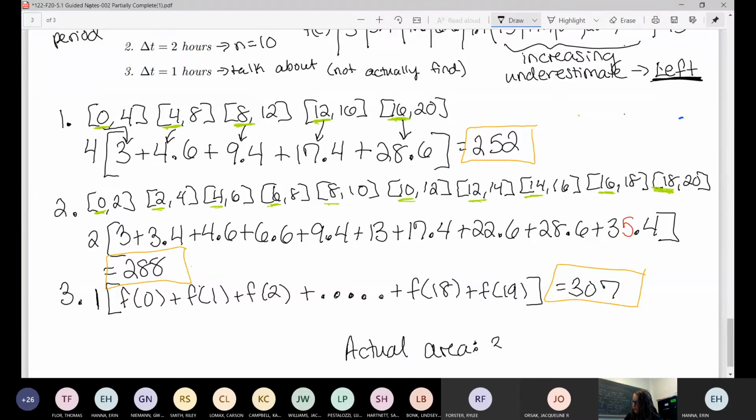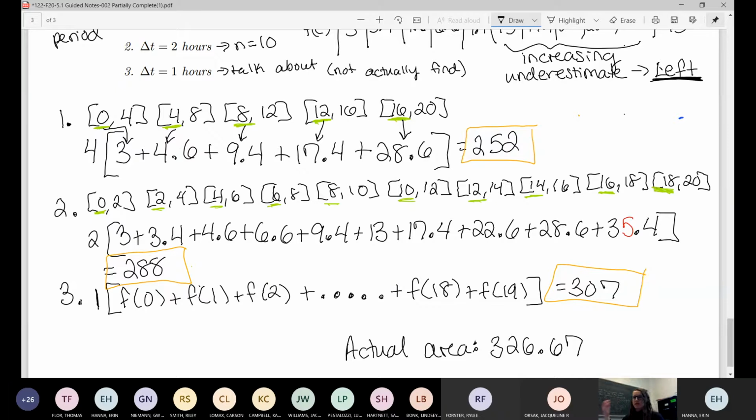So the actual area would be 326.67 approximately. Once my screen catches up to me. So if you notice, our first estimate of 252 is actually pretty far off. It's almost 100 units off, and we get better the larger amount of rectangles we take.